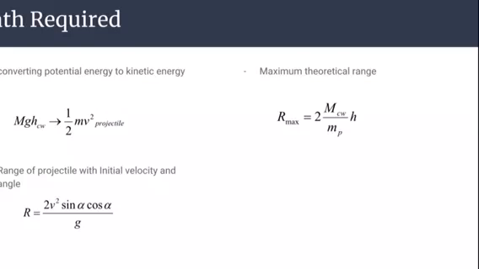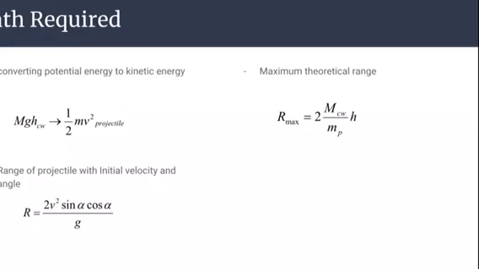The required math. There were 3 equations that we were required to have math-wise. The first one converts potential energy to kinetic energy, which is mass times gravity times height of the counterweight converts into 1/2 times the mass times the velocity squared of the projectile.